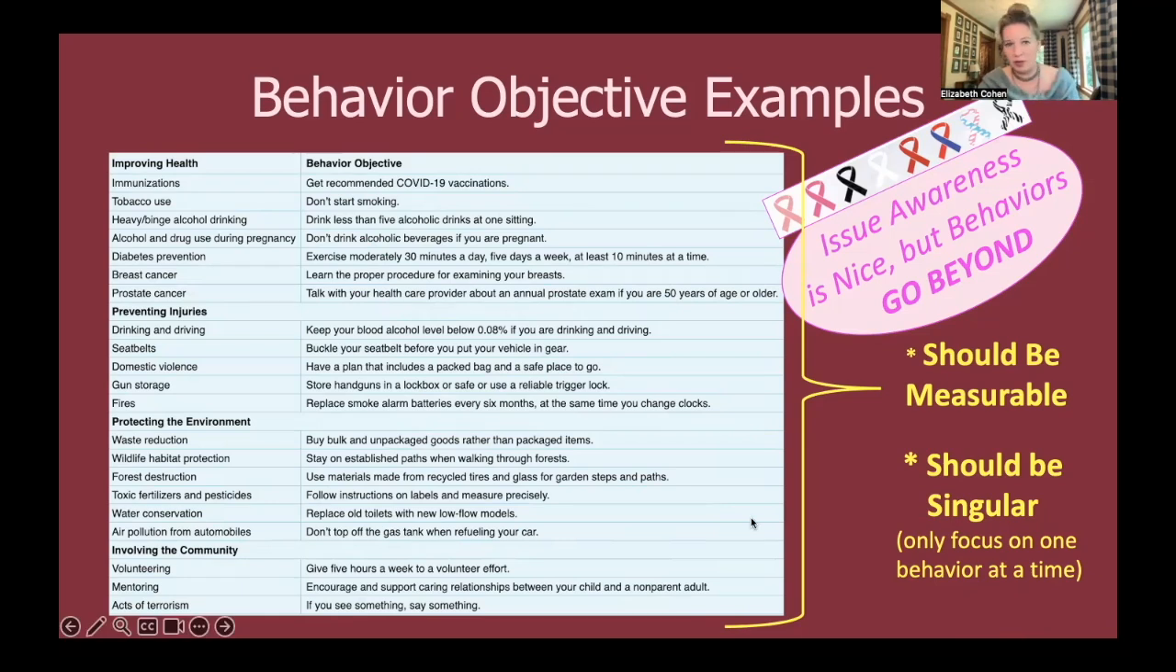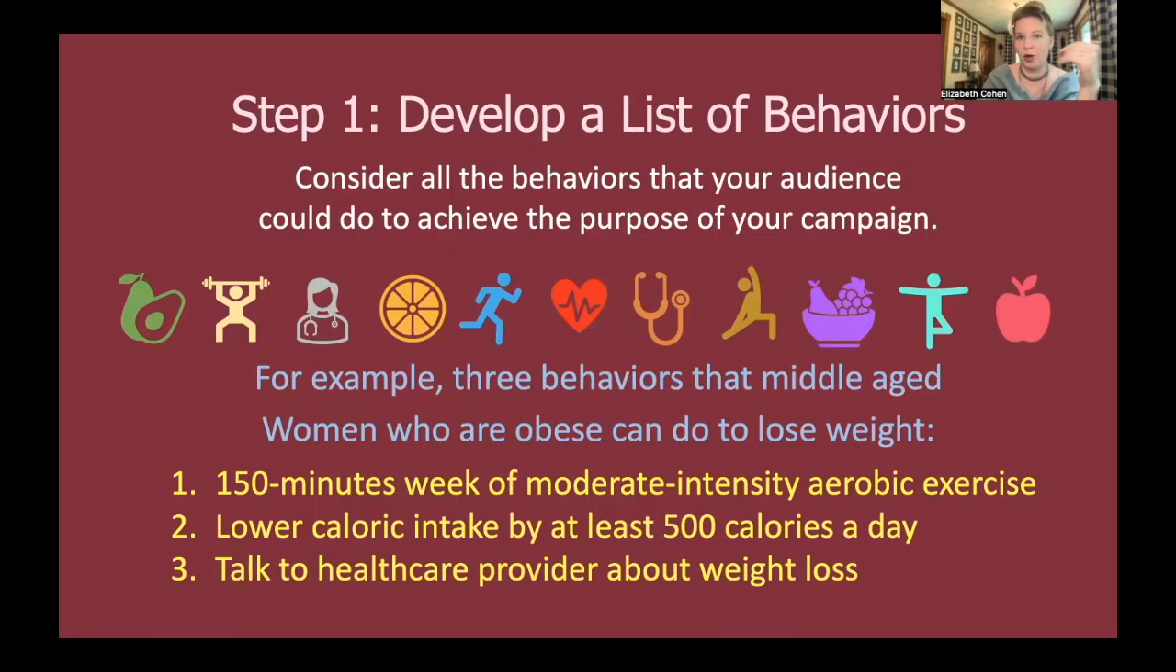But this is all just to say, for now, just try to pick one, although whatever, you're going to narrow it down. You can have a list for now. So, step one, yes, go ahead and develop a list of all the behaviors that you think your audience could do to achieve that purpose of your campaign.